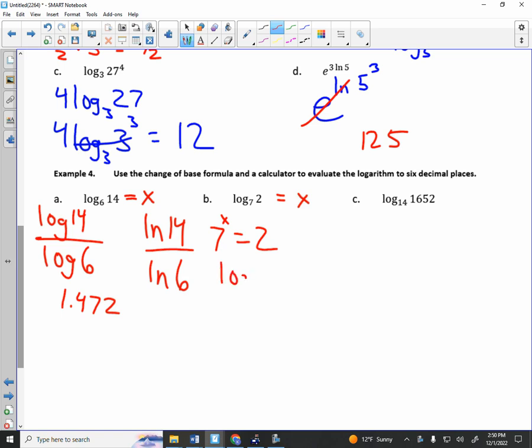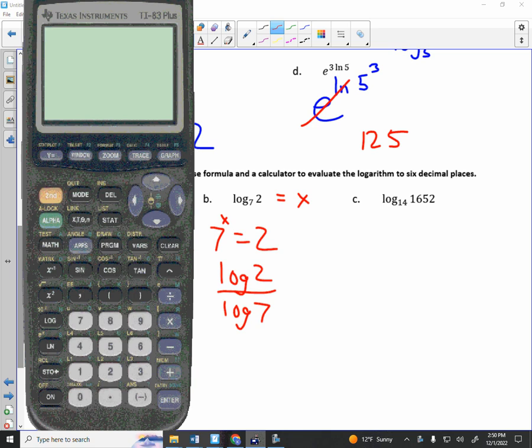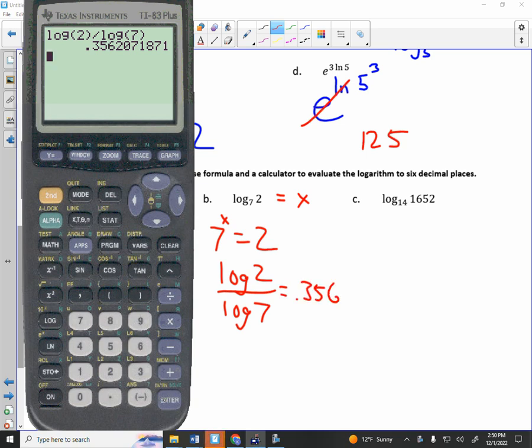You do log of what? 2 divided by the log of 7. 0.356. And if you ever want to check it, just type it in. 7 raised to the 0.356, and you get, right about 2. Try letter C on your own. Go.